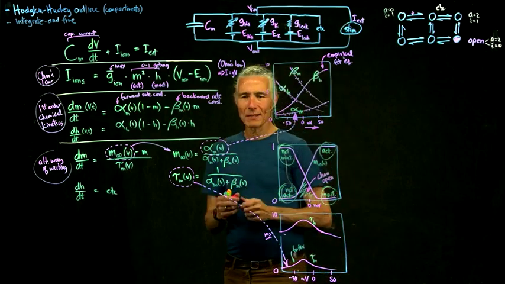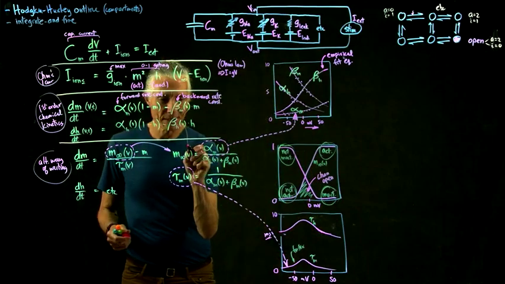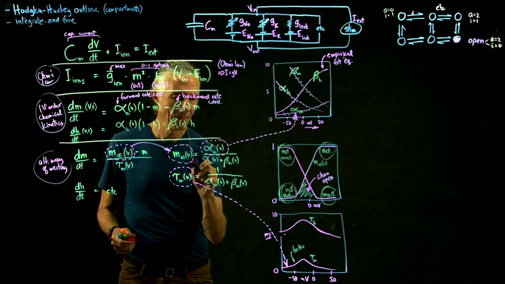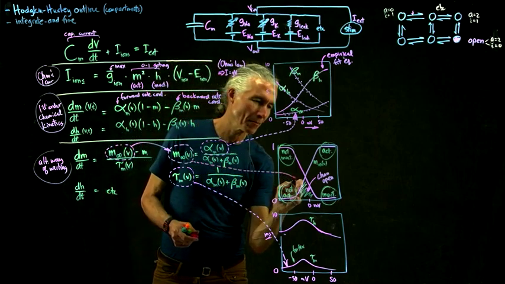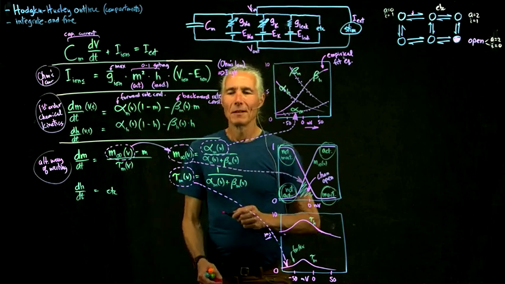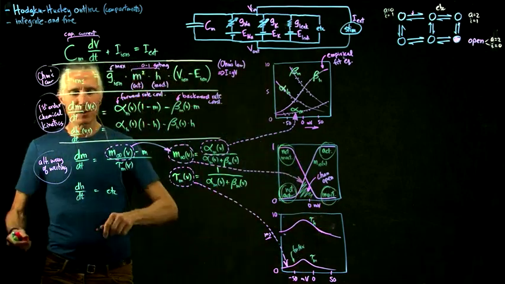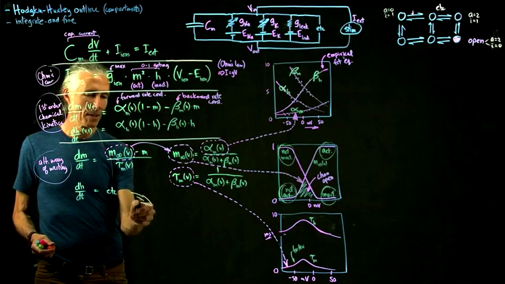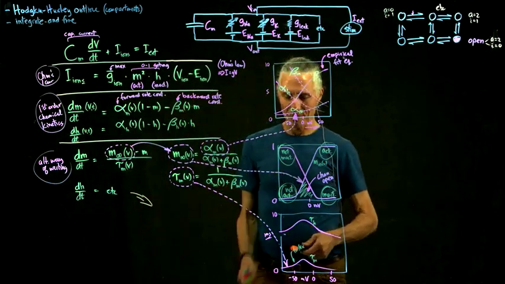Okay, so what are these graphs? So this graph was this guy, and it was there. And there's going to be another version of this for the inactivation guy that will describe that other equation.